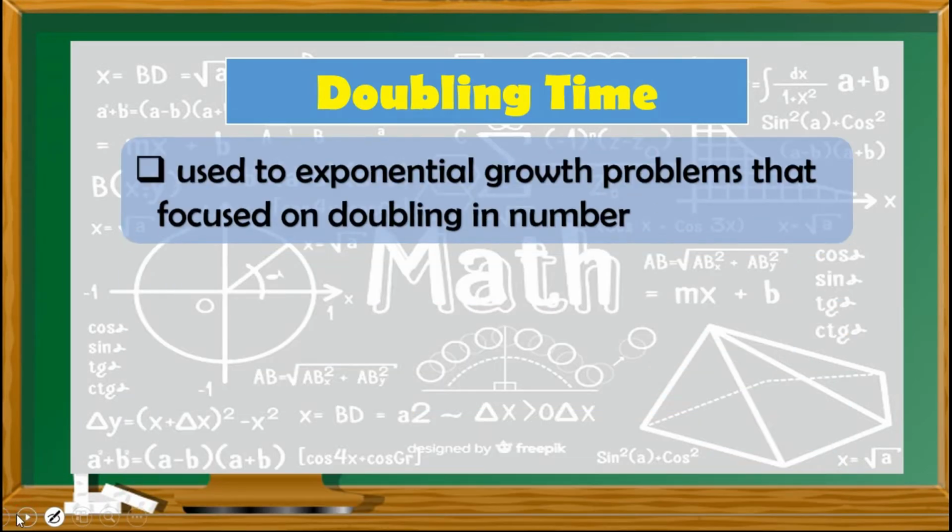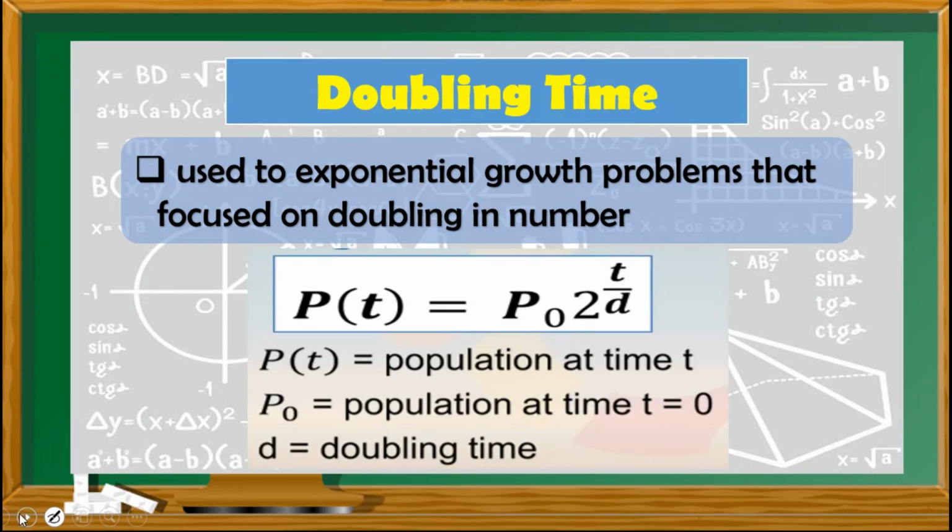Under the exponential growth, we have the concept of doubling time. This concept is applicable to exponential growth problems that focus on doubling in number. So the formula to be used here is given by P of t is equal to P sub 0 times 2 raised to the power of t over d, where P of t is a population at time t, P sub 0 is a population at time t equals 0, d is a doubling time, and t is the given time.